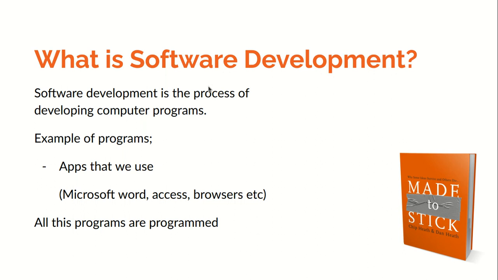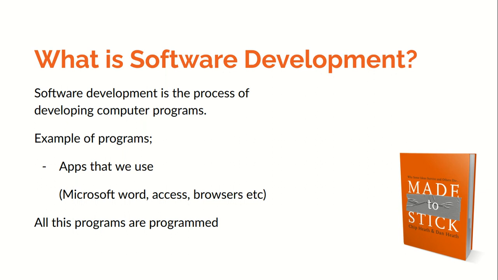You may have interacted with various computer programs such as apps. We do use apps in our daily lives. For example, the application that you are using on your mobile phone, on your desktop, or even from the web browser, that is the web applications. So these applications are developed, they are programmed, and this process of developing these softwares is called software development.